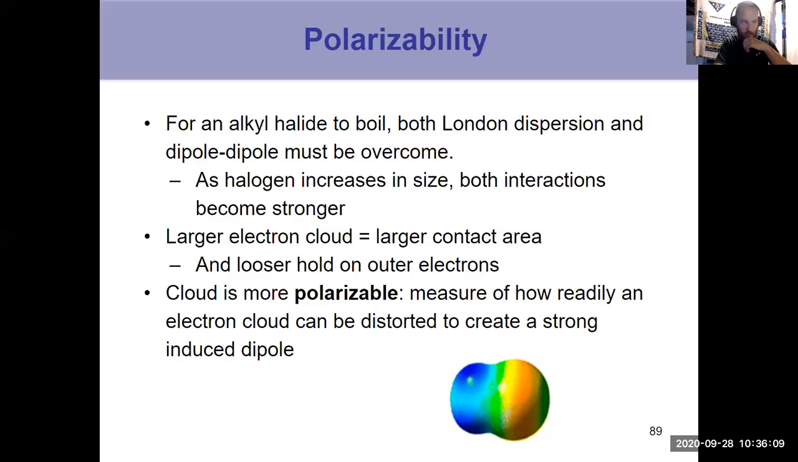And that's because as we go down group 17, as we have already mentioned in this video, these atoms are getting larger. So if it's a larger electron cloud, that is a larger contact area, which we said is significant.